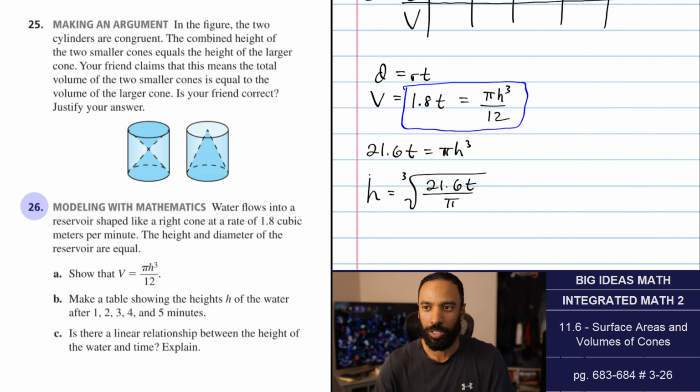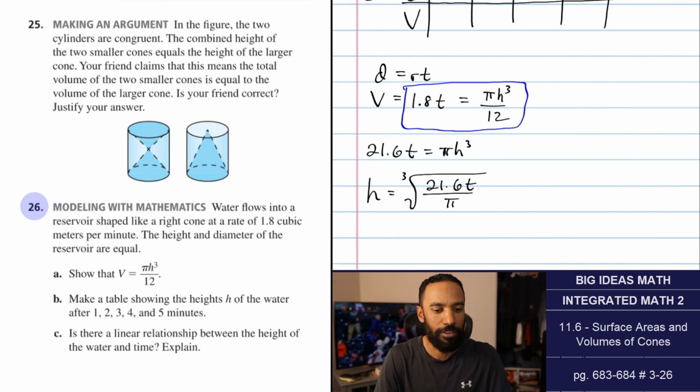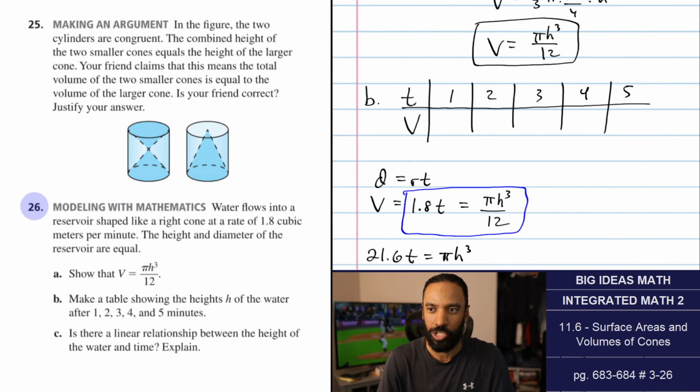I don't see where there would be a linear relationship between height and time, but there may be between time and volume, but it says between height and time. I don't think so. So make a table showing the heights of the water after these many minutes. So I'm going to make an equation with this. I'm going to plug in t, and I'll get h. So it won't work that way. I don't know if I was supposed to solve that first because I can tell it will not be linear. But let's figure out what we have here.